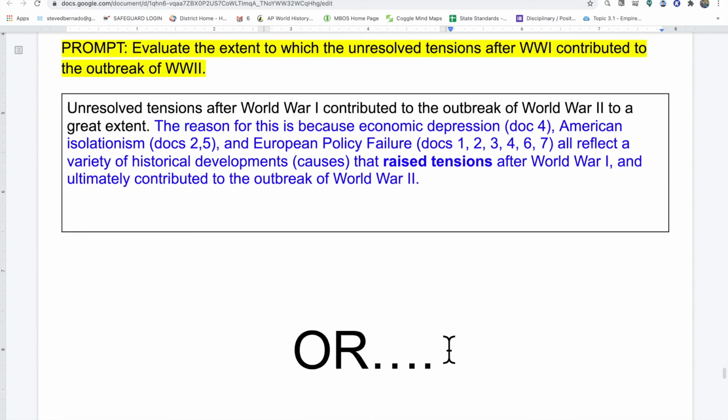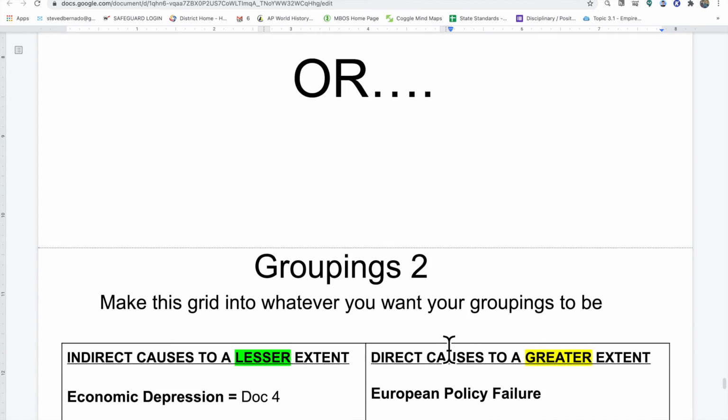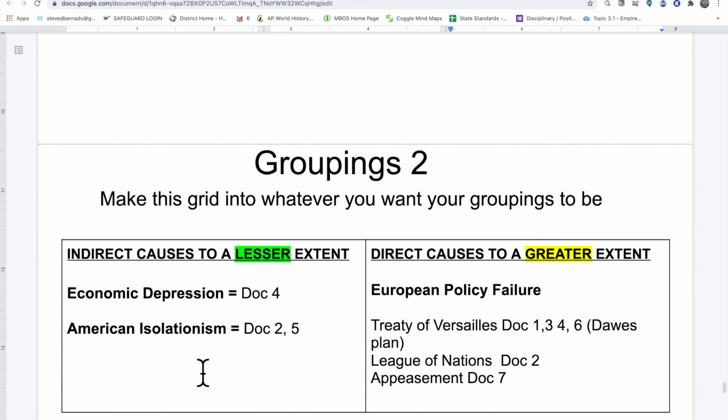Now let's take a look at a second way of grouping, or grouping 2. We group these with 2 groups. You have the indirect causes, which were to a lesser extent, and you have direct causes for World War II, which were to a greater extent. How would you group those? Well, you would say economic depression in document 4 and American isolationism in documents 2 and 5. Those are indirect causes for World War II. And because they're indirect causes, they're causes to a lesser extent.